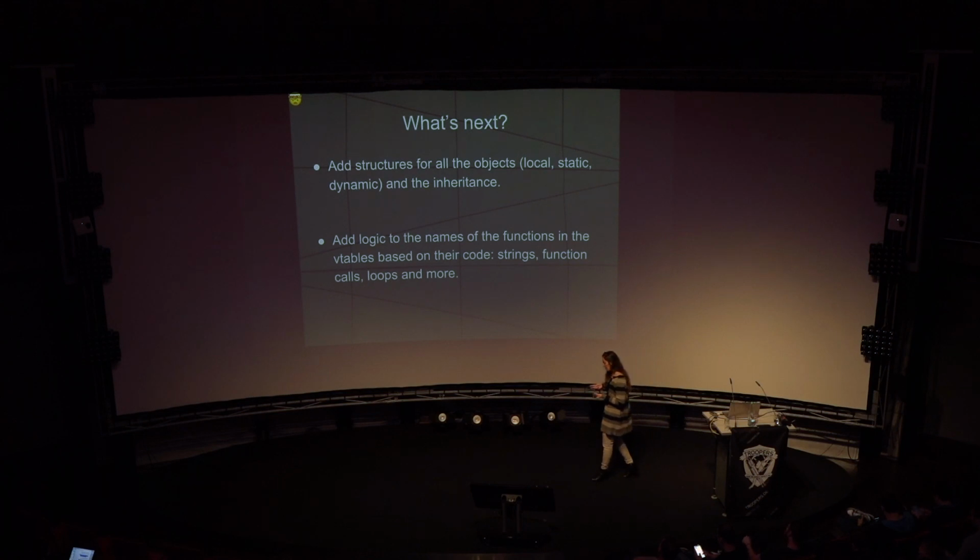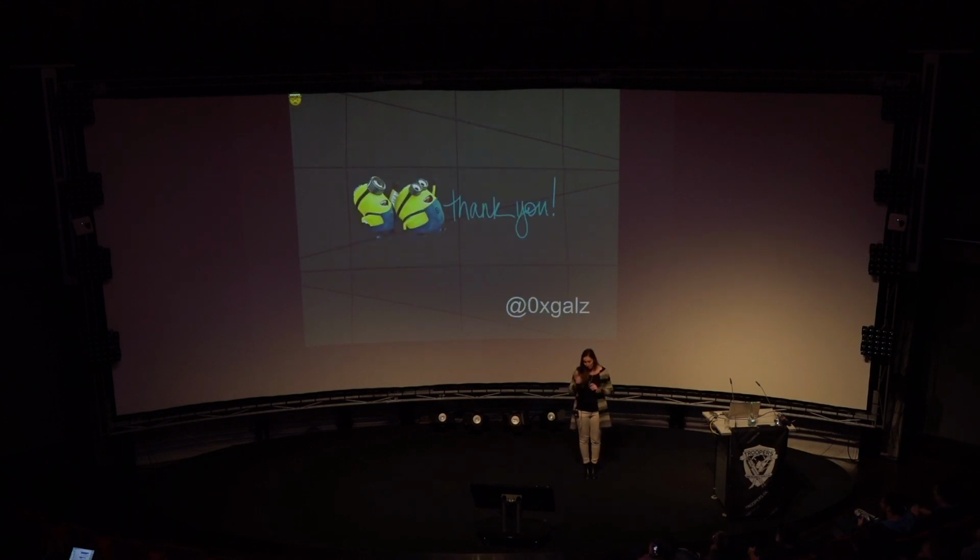The second thing is that if you have a function with strings inside, with calls, maybe you can change the name. So inside the structure of the vtable, you will also have the relevant names. Instead of sub underscore and an address, you will have maybe something related to the strings inside or to the calls inside. These are two things that I thought about adding. And thank you.